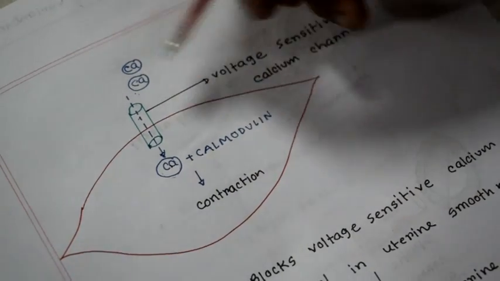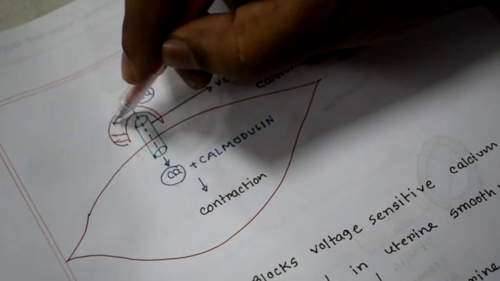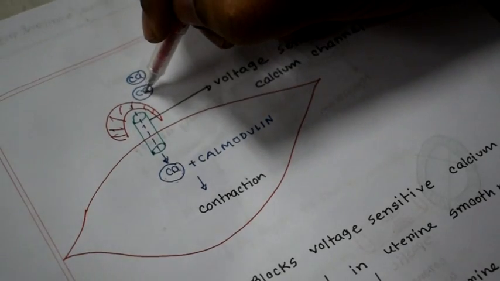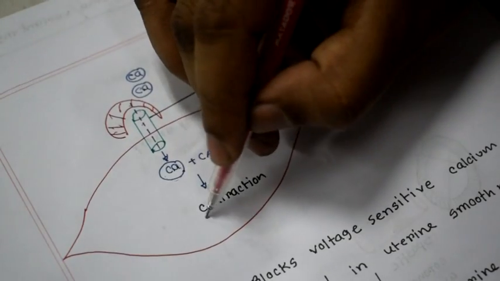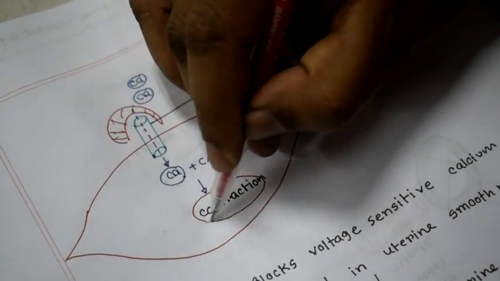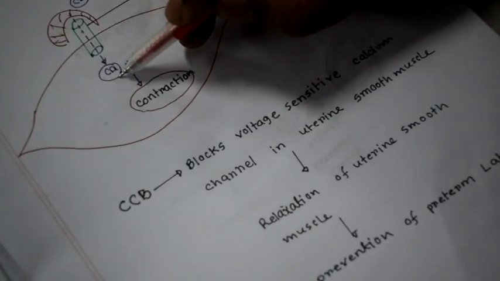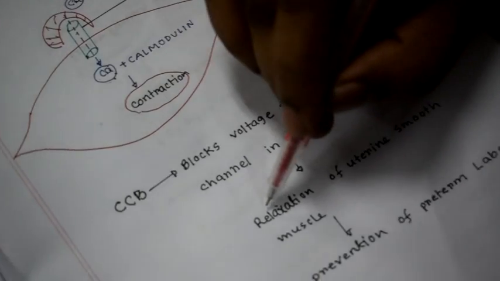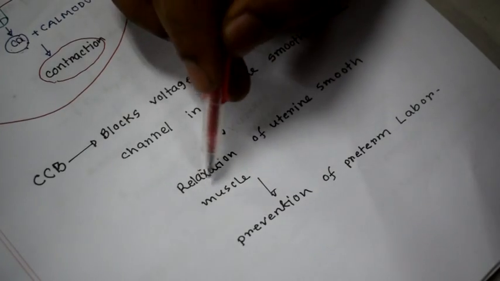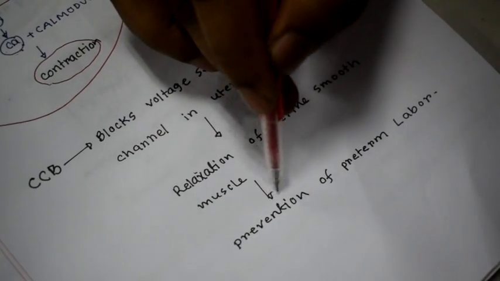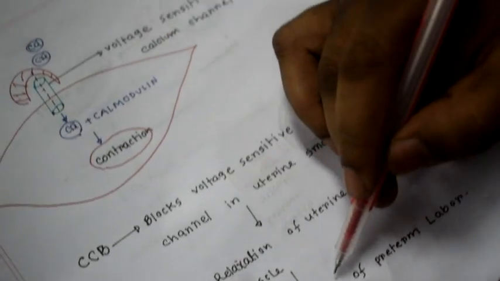So what can you do? You can give a calcium channel blocker. A calcium channel blocker blocks this voltage-sensitive L-type calcium channel. So calcium cannot enter from the ECF into the uterine smooth muscle and cannot initiate uterine contraction. When calcium cannot enter, there is relaxation of the uterine smooth muscle, and this prevents preterm labor. So we can use a calcium channel blocker like nifedipine in preterm labor.